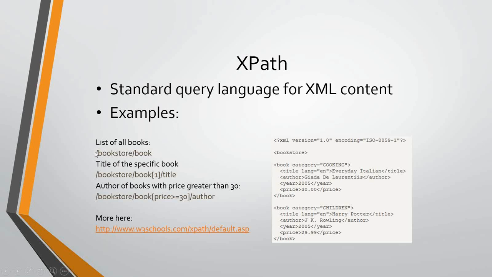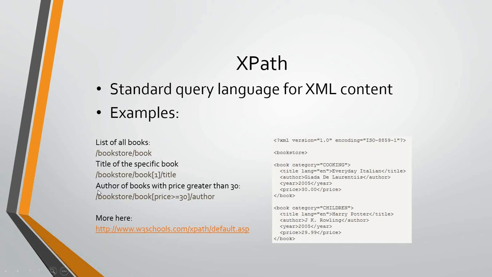For example, for a list of all books, we can say /bookstore/book. This will provide all books. If we want to get the title of a specific book, for example, /bookstore/book[1]/title. This means that we are just interested in the title of this specific book. Index sometimes starts with 0, sometimes starts with 1. This depends on the XML version. You can set the XML version in your XPath query as well.